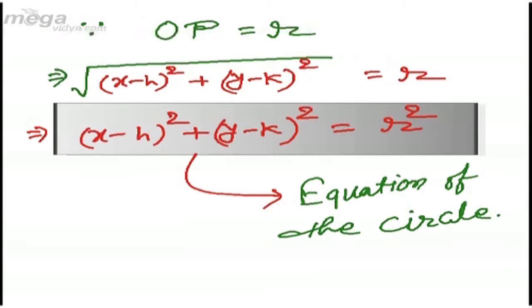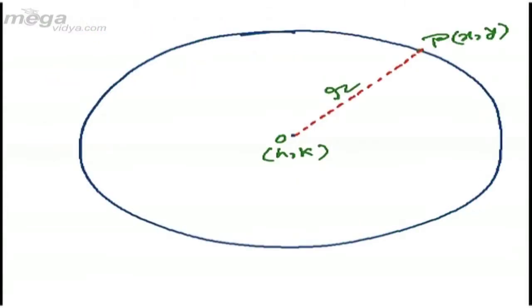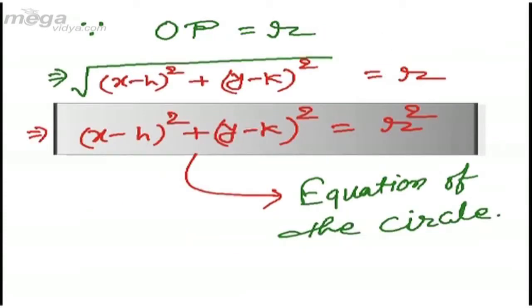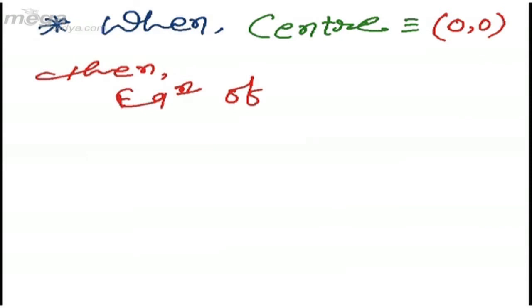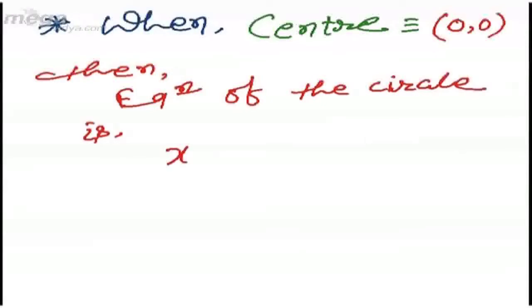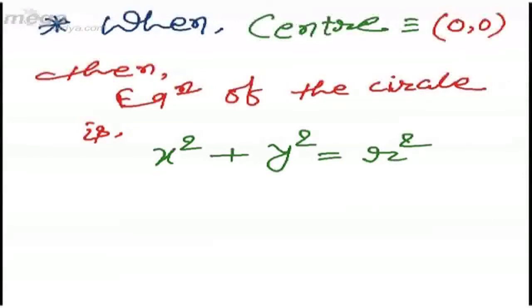Now we will find out a particular case when this center is (0, 0), that is the origin. Then what will happen? See, when the origin is the center, then (h, k) becomes (0, 0). So h will be 0, k will be 0, and hence we get, when the center is (0, 0), the equation of the circle becomes x square plus y square is equal to R square.